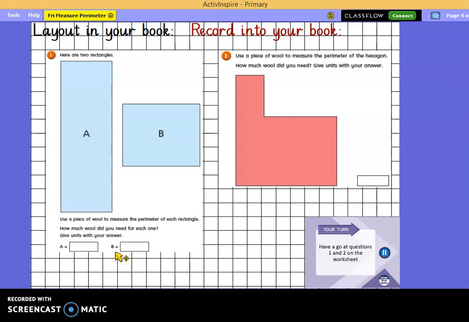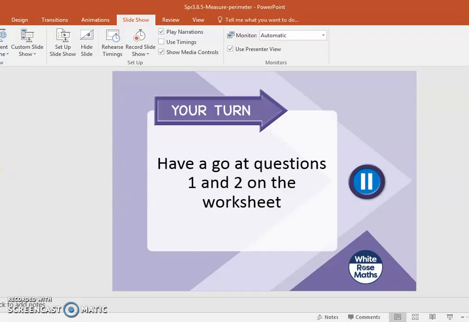If you can't remember how to do it, go back in the video to check. I want to know the total perimeter in centimetres for A and the total perimeter in centimetres for B. I'd like to use the same method to go all the way around number 2 and then record your answer in this box. Pause the video while you do that, please, and then come back to me when you've finished. Let's move on.